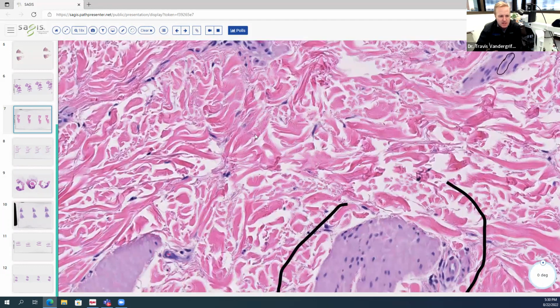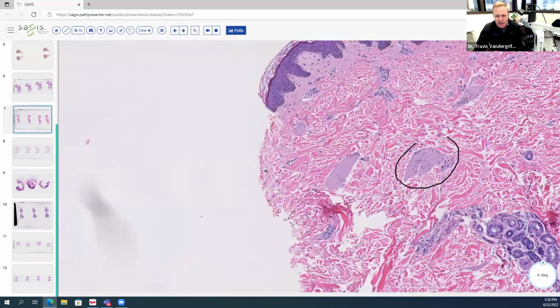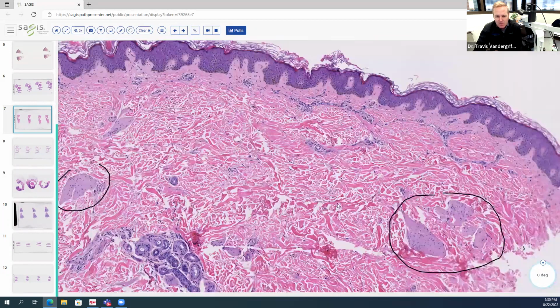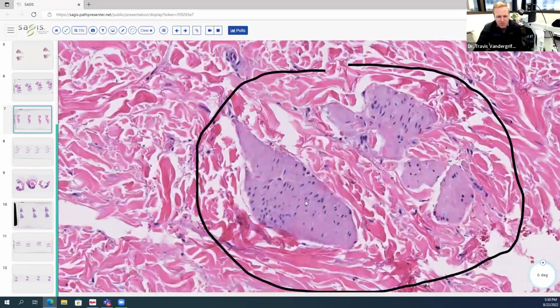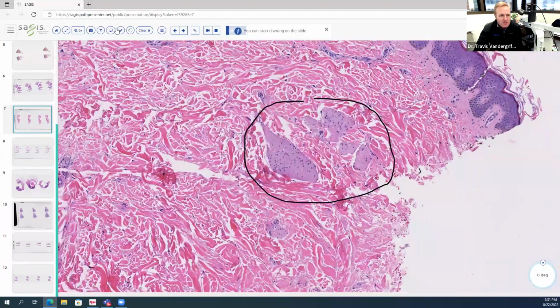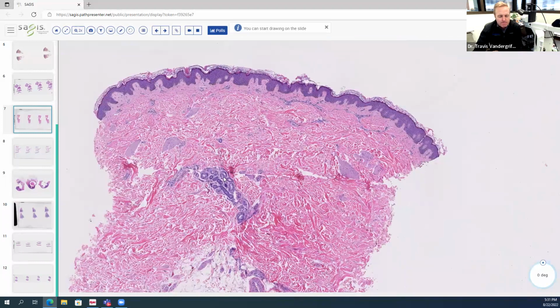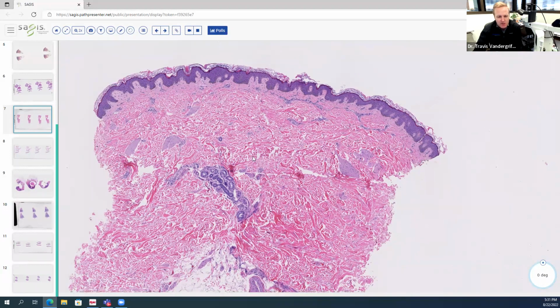The cytoplasm is a pink eosinophilic color. And in the cytoplasm of smooth muscle cells, you find vacuoles, little perinuclear vacuoles. That is a typical feature for smooth muscle. So these are smooth muscle bundles, but notice that they're not situated around a hair follicle or connected to a follicle. These would be considered ectopic smooth muscle bundles.